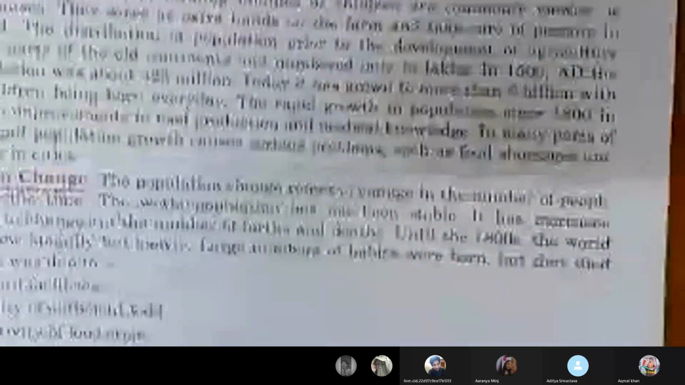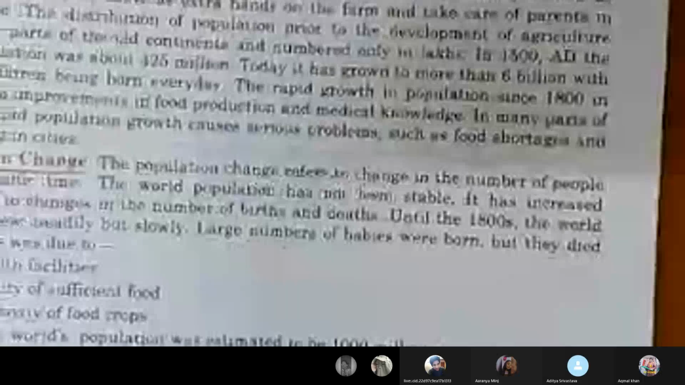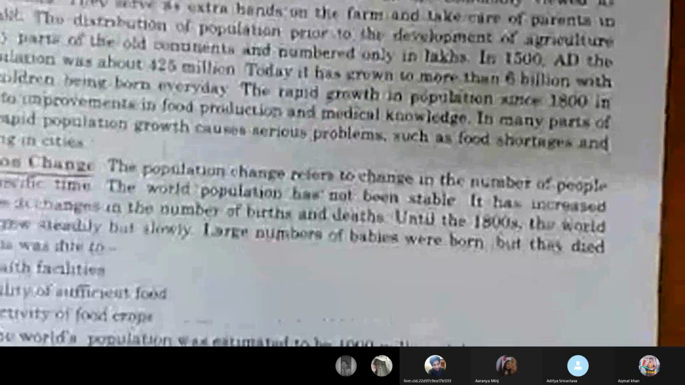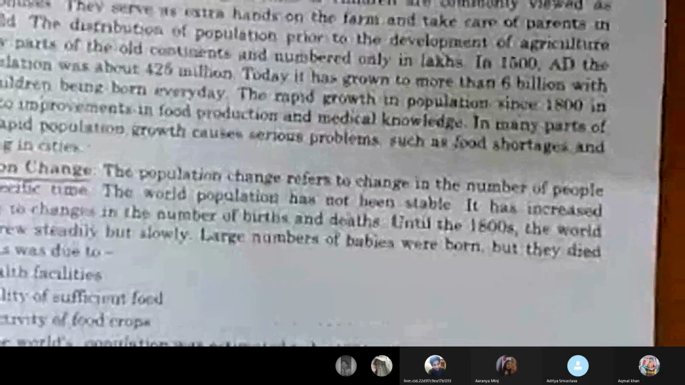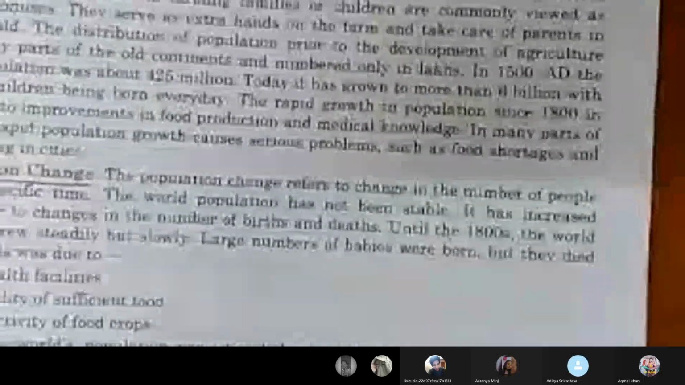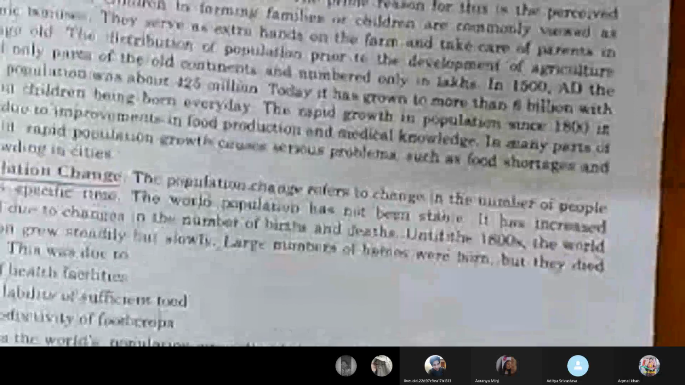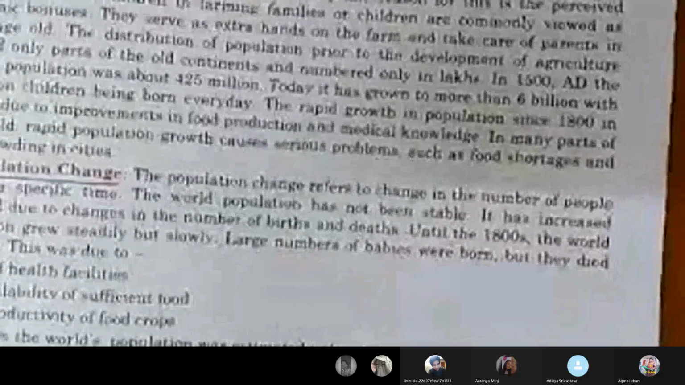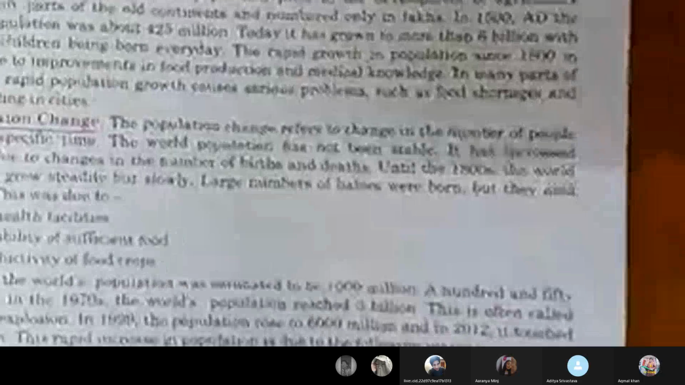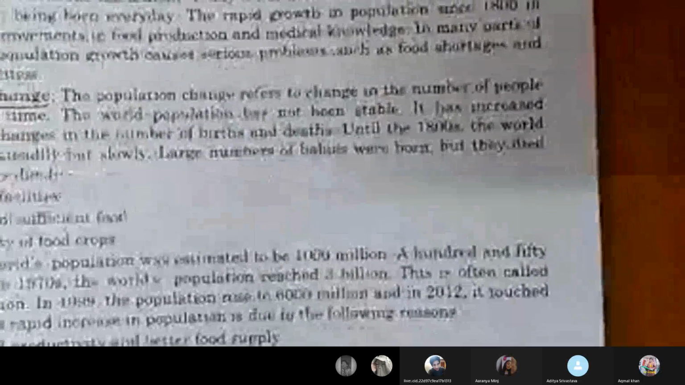Then we come on to the economic factors, which tell us that industrial areas provide employment opportunities which attract large number of people to these areas. For example, Osaka in Japan, Mumbai in India are two densely populated areas. So economic factors, again, as I told you, the money related factors.